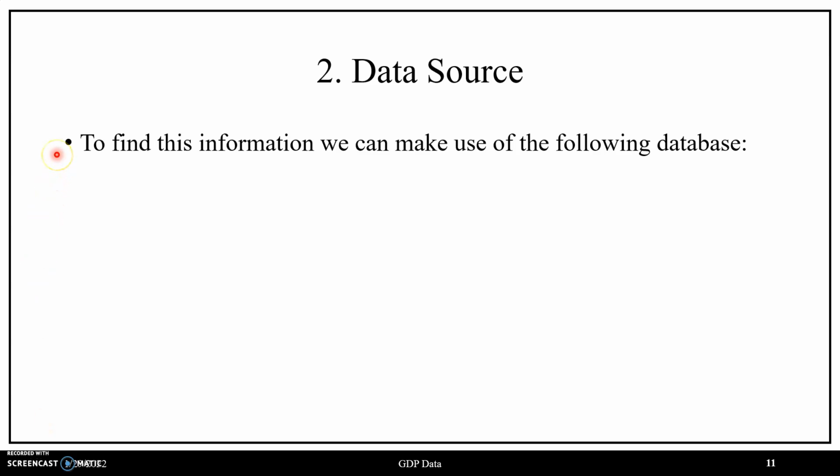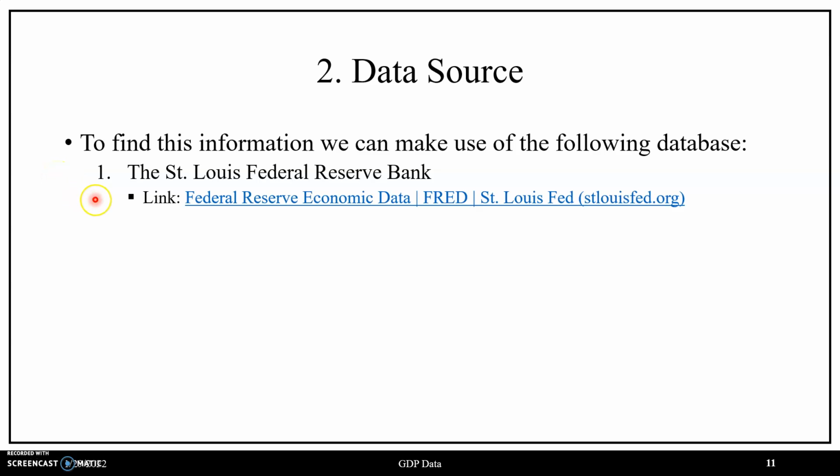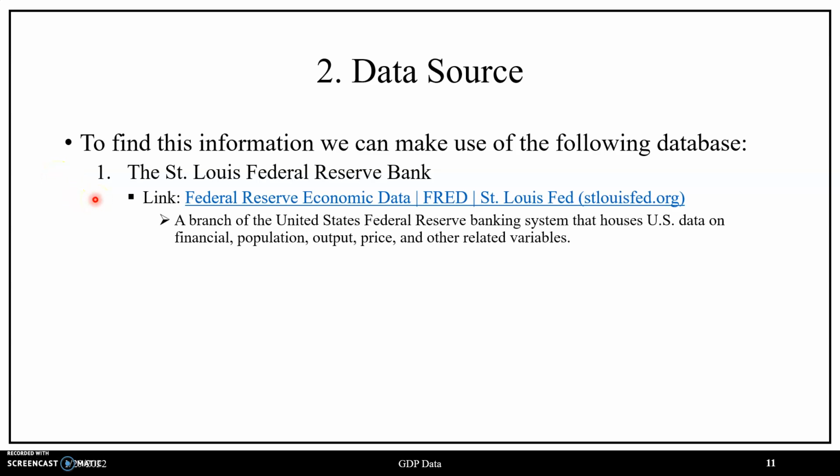And this is how we're going to view output uses in the United States, where to find this information, we can make use of the following database, the St. Louis Federal Reserve Bank, where a link to this database is provided below. And this is a branch of the United States Federal Reserve banking system that houses U.S. data on financial, population, output, price, and other related variables.